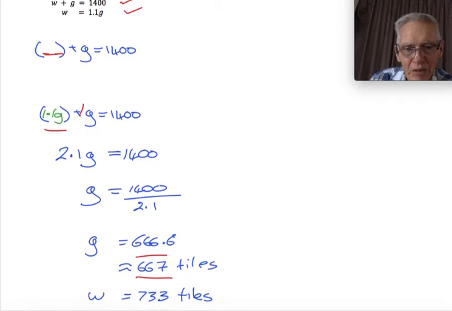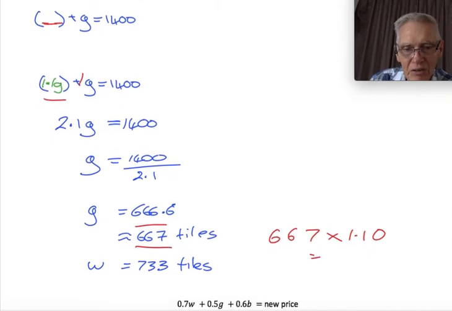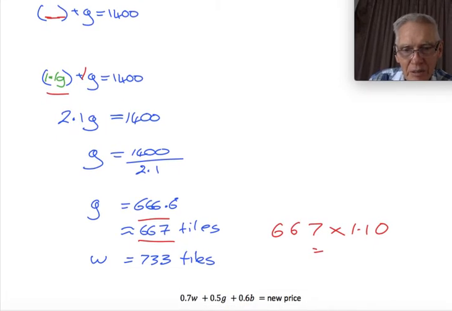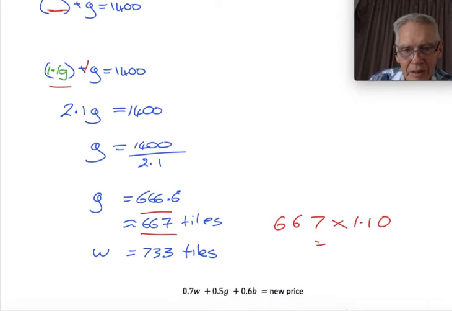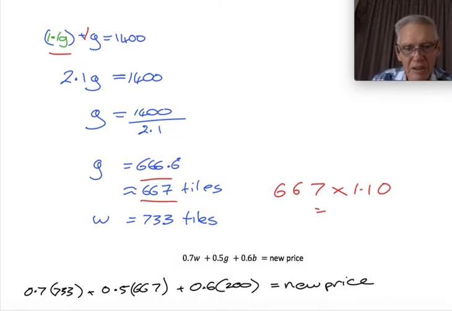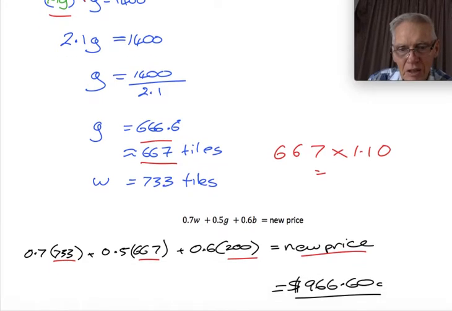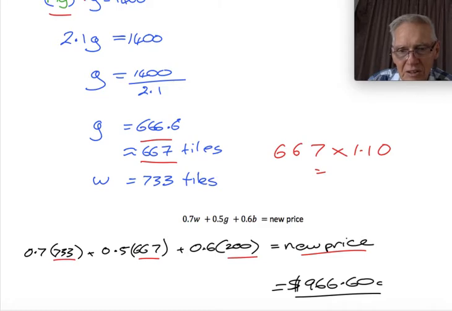And then you can work out what the white ones are, because we take the 667 times it by 1.10, that's 10% extra, and it gives you 733. So then the new price. Well, there's the prices, and we have a mixture here because they need 733, 667, 200. That's going to give me the new price. When you work out the left-hand side, it's $966.60. So that's showing relational thinking. I think this is probably still merit.